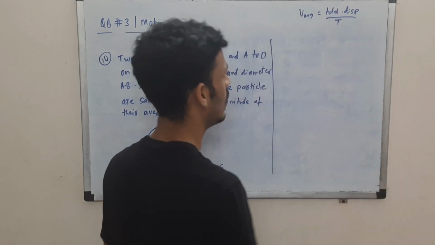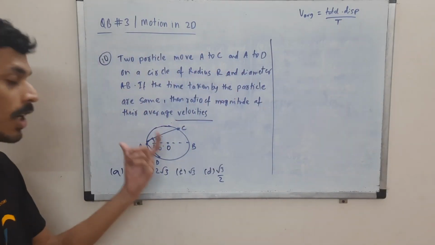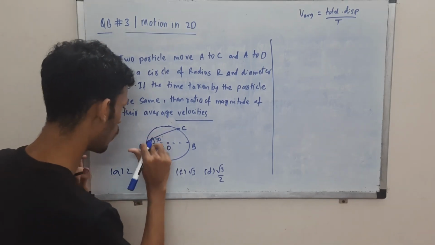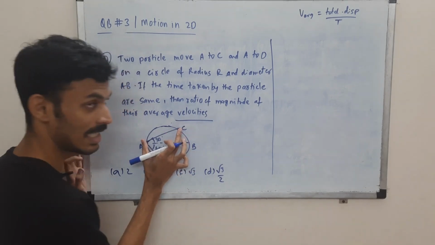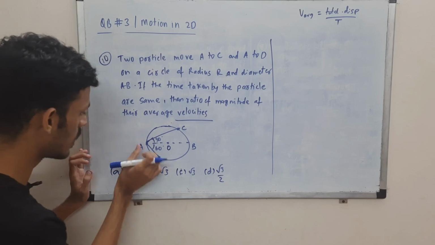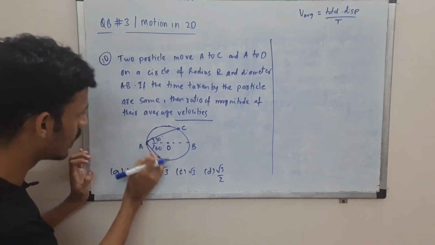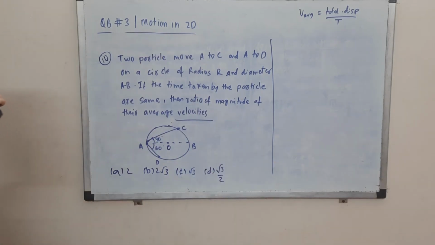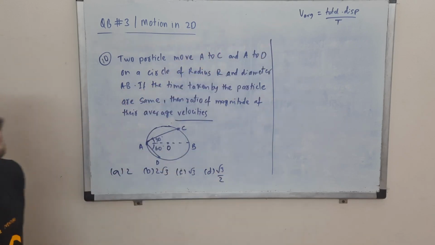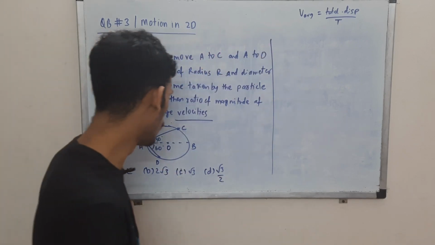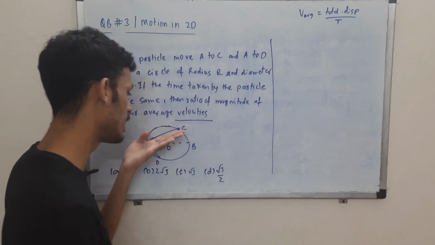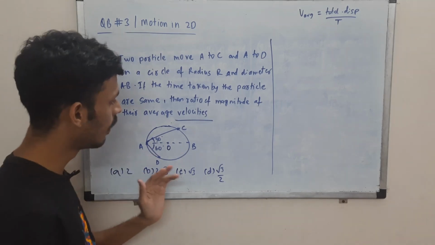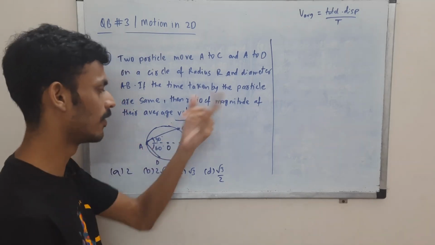The time is the same, so we'll take it as t. So total displacement upon time taken. The displacement for the particle which goes from A to C is this distance AC. And the displacement for A to D is not this arc. You are not supposed to find the distance of the arc, that is not useful over here. Velocities means displacement, so the objective is to find the AC distance and AD distance. If we can find that using some geometry, we can find this ratio.